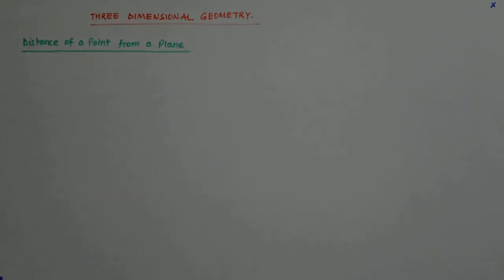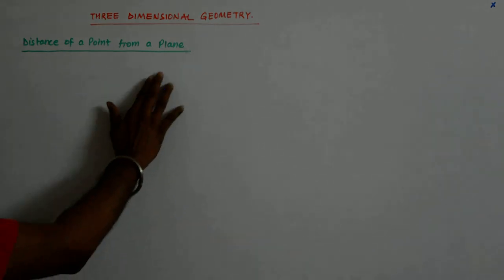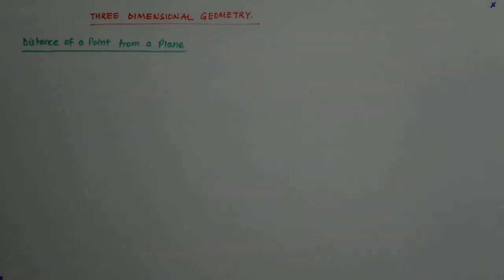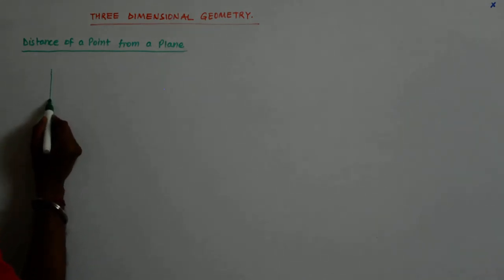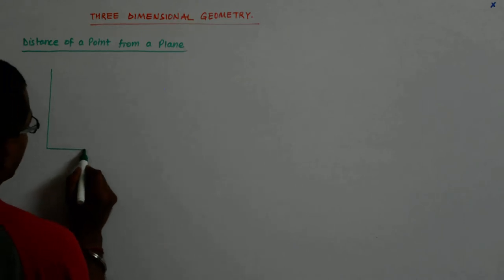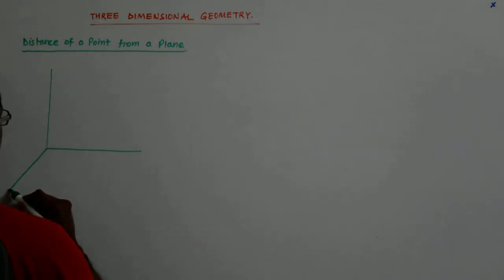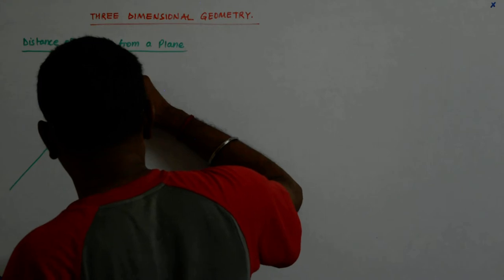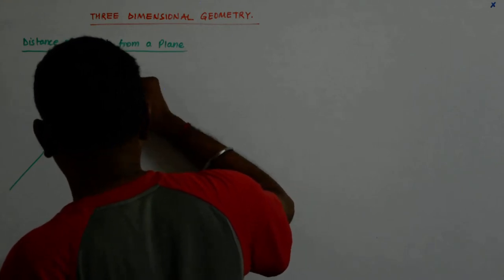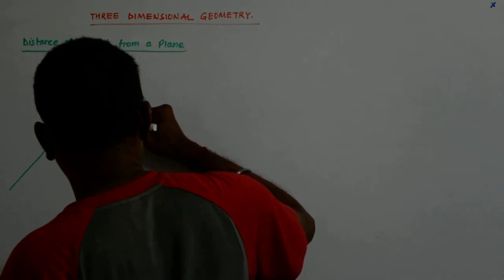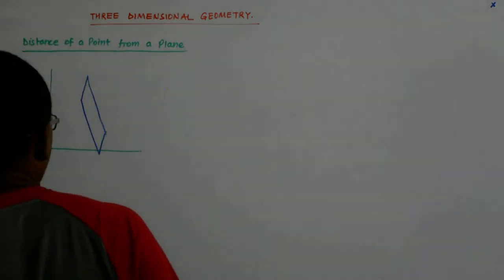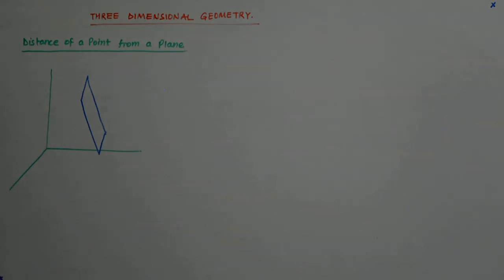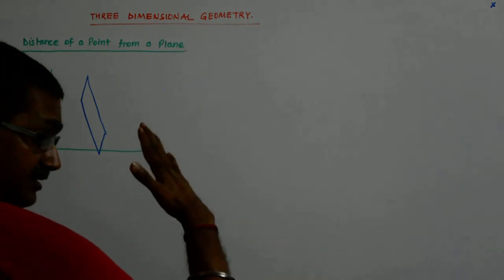We now come to find the distance of a point from a plane. Okay, distance of a point from a plane. So in the given Cartesian space, I have got a plane. Say the plane is something like this. So it is something like this. You understand? So it is kind of this.